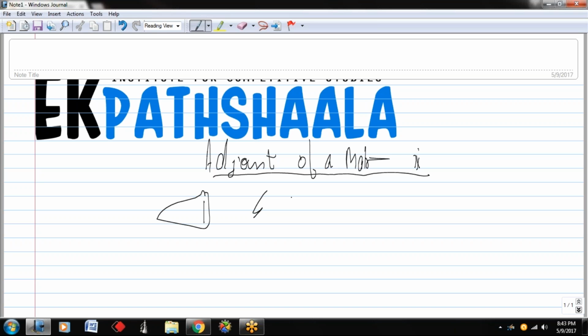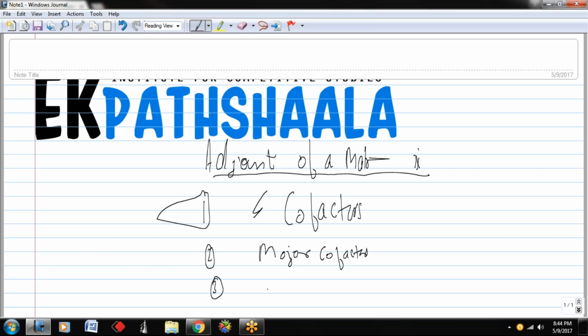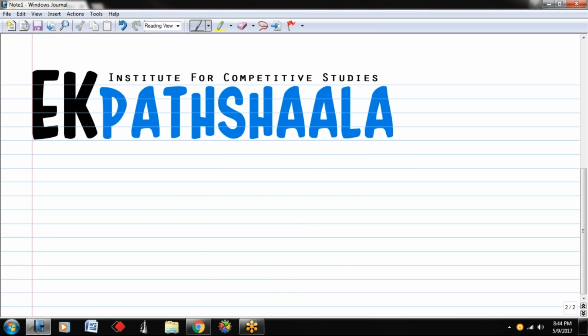We have to cover three concepts in this. One is cofactors. Second, major cofactors. And third one will be your adjoint. And the fourth one will be finding A inverse using this. So the concept is very simple.